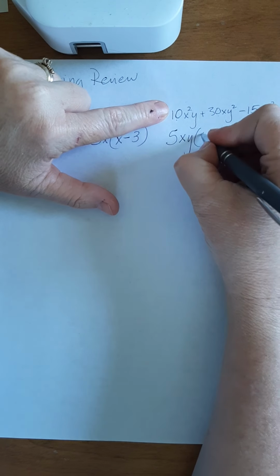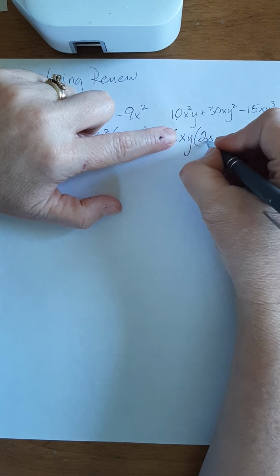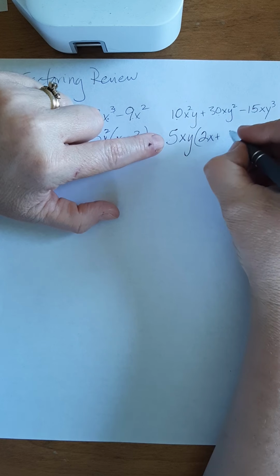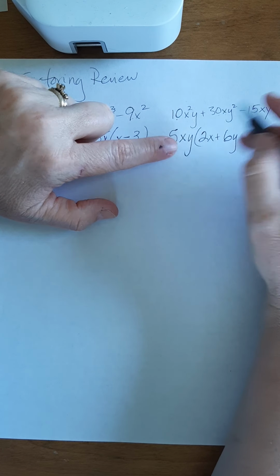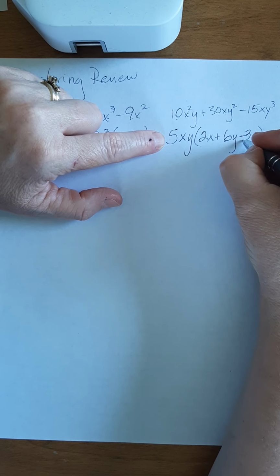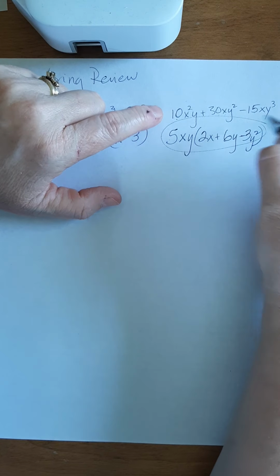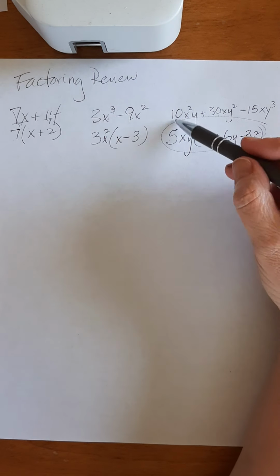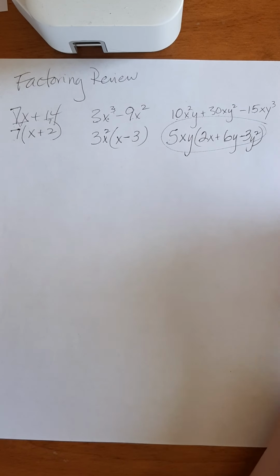So 5 goes into 10, 2, y's cancel, 1x, plus 5 goes into 30, x's cancel, a y, minus 5 goes into 15, 3, x's cancel, 2 y's. So if you have something weird like that, and it's even a trinomial, it's probably something like that, and that's all you can do.